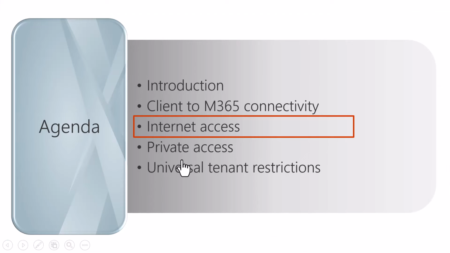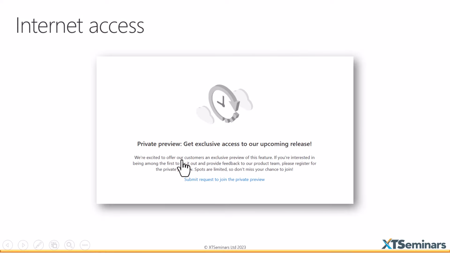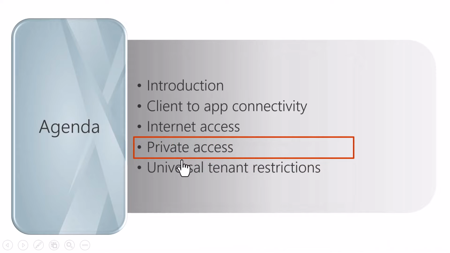So what I want to do now is look at internet access. Oh, I can't. So we'll have to come back to this on another video later on when it goes into public preview. It's about to go into private. Private is under NDA, and I can't talk about anything that is in the private preview. So private access is where we access applications that are private to us and probably not on the internet.